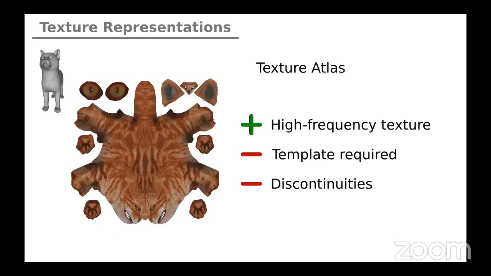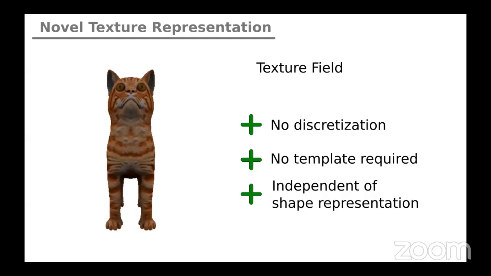In contrast, texture atlases can represent high-frequency texture. However, they rely on a UV mapping that is restricted to predefined template models. Moreover, texture atlases are prone to discontinuities of texture information. To solve these limiting factors, we propose a novel texture representation. Our representation is independent of shape discretization. Therefore, it allows for representing texture at arbitrary resolution. Furthermore, this method does not require template models, and it's independent of shape representations, so it can be applied to any 3D model.